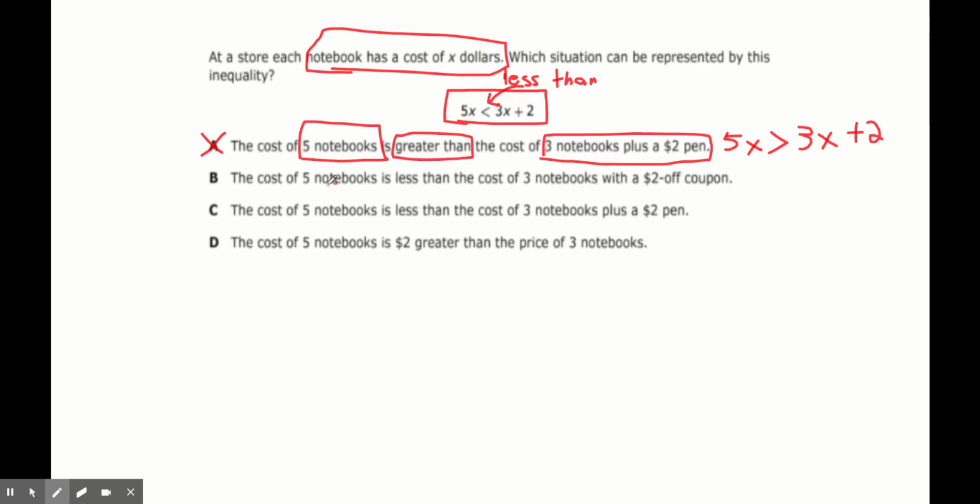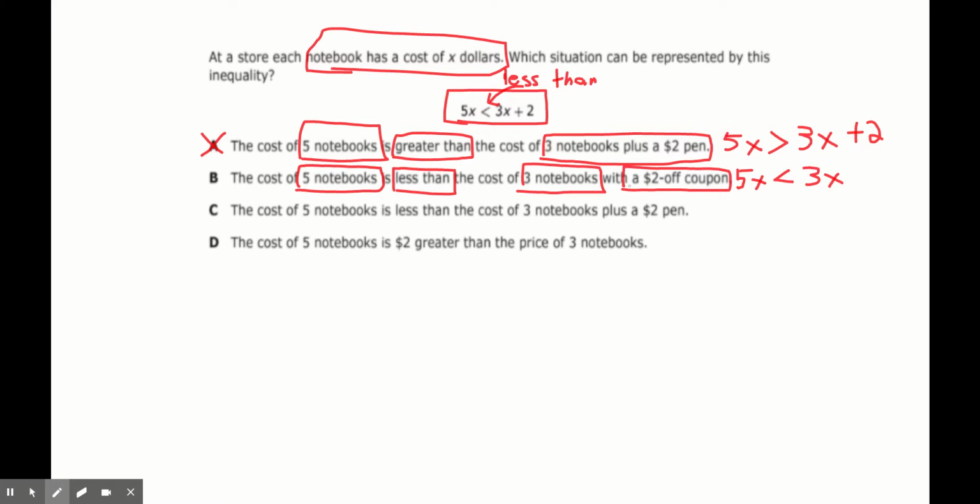So B says the cost of 5 notebooks is less than the cost of 3 notebooks with a $2 off coupon. All right, again, let's work from left to right. So the cost of 5 notebooks, so 5 times X, because remember, we don't know the cost of each notebook, is less than the cost of 3 notebooks. So 3 times the cost of a notebook with a $2 off coupon.